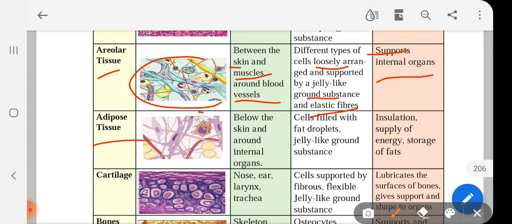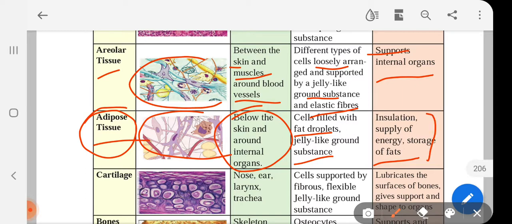Next comes adipose tissue. This is how adipose tissue looks. Below the skin and internal organs is the location of adipose tissue. Particularly, they behave like adhesive. The word is taken from adhesive, to stick together, to join together. The cells are filled with fat droplets and a jelly-like substance. Functions are insulation, supply of energy, and storage of fats. These are some functions of adipose tissue.